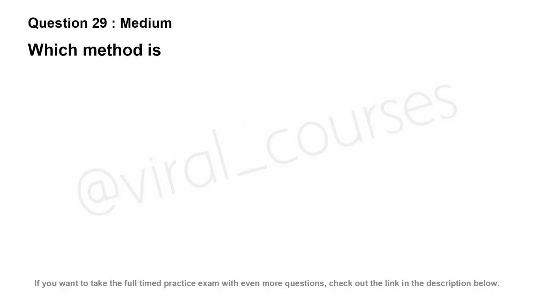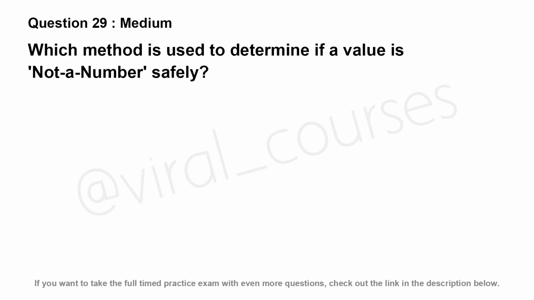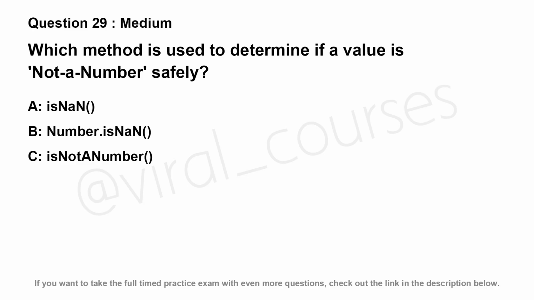Which method is used to determine if a value is not a number safely? Option A, isNaN. Option B, Number.isNaN. Option C, isNotANumber. Option D, typeof NaN.